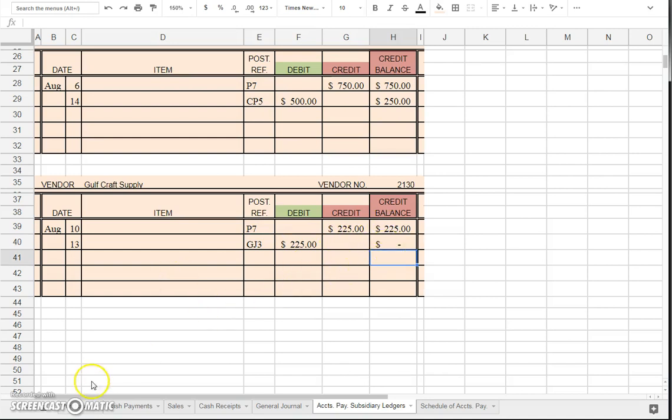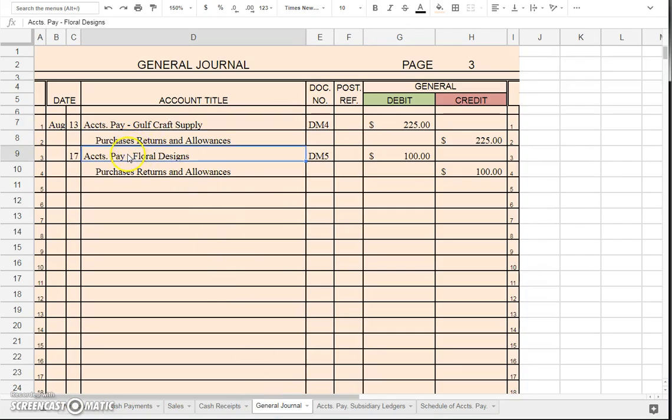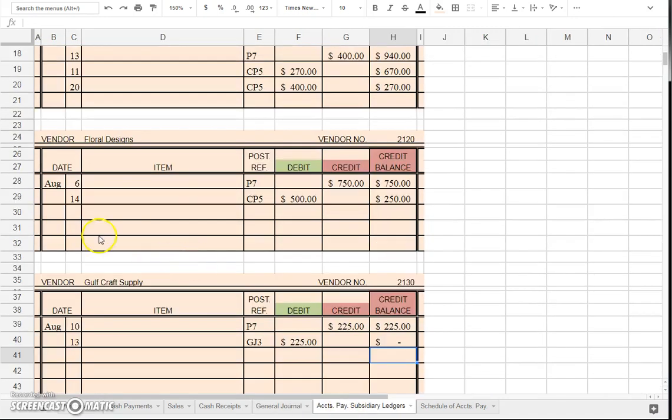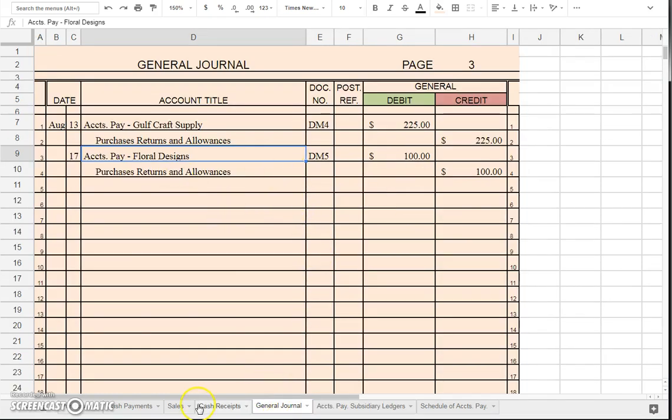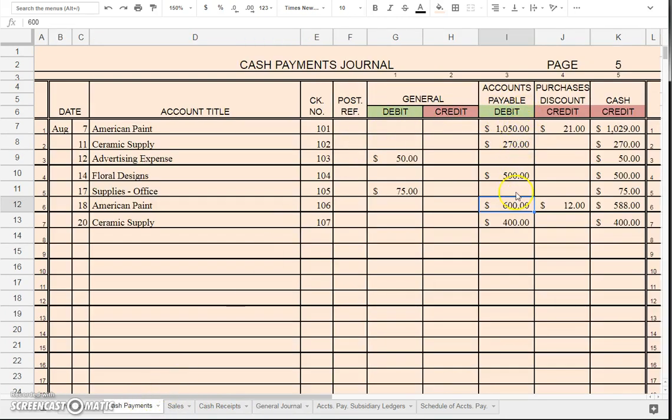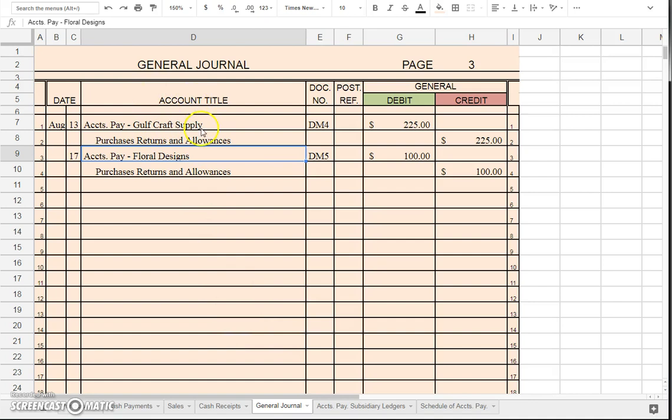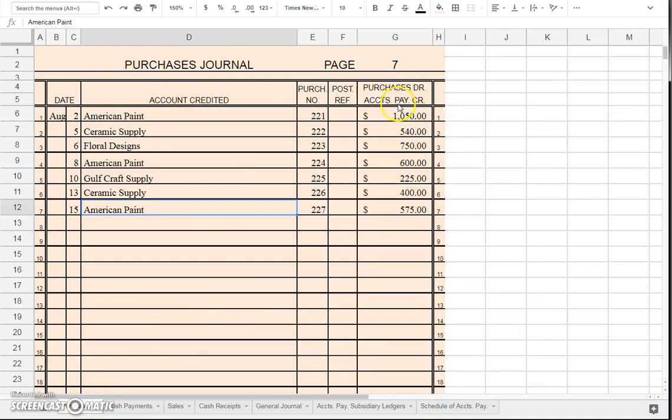So they returned whatever they bought from us. And then we've got accounts payable floral designs on August 17th for $100. So August 17th, GJ3, 100, leaves us with $150. All right, and we have recorded all of the transactions that have something to do with cash payments. So we recorded these 5, we recorded these 2 from the general journal, and in the purchases journal, all of these had something to do with accounts payable.